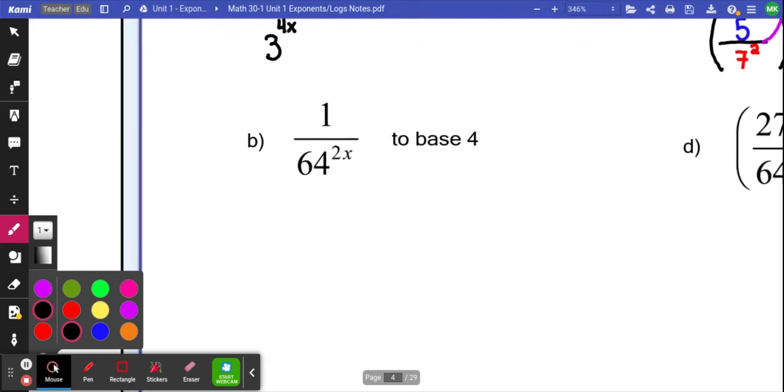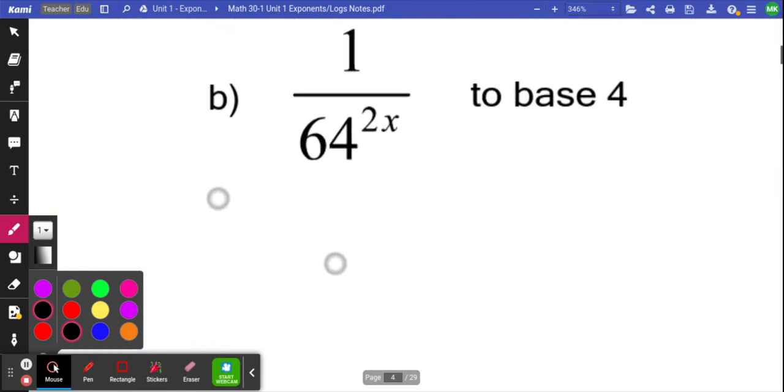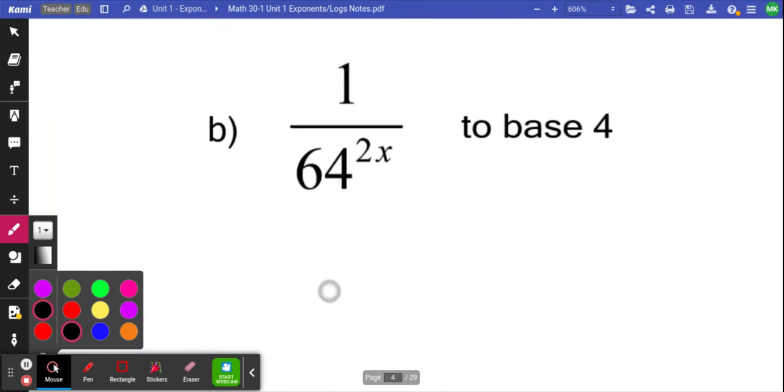All right. This guy. We want to change that thing to become base 4. That's going to be a lot trickier. That's a fraction. And it's like, how am I going to get a fraction to be just a 4? First thing we're going to work with is just this 64. Let's just focus here and see if I can't change 64 to become 4.